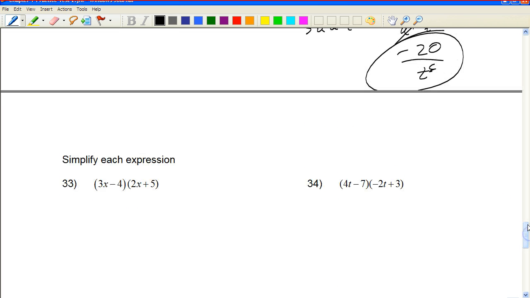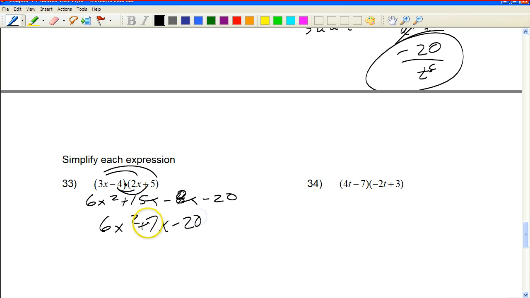Now, we're going to turn around and we're going to multiply these guys, because notice how it's right next to each other, so we're going to multiply. 3x times 2x is 6x squared. 3x times 5 is 15x. Negative 4 times 2 is negative 8x. Negative 4 times 5 is negative 20. So we're going to do 6x squared. 15 minus 8 is going to be 7x minus 20. That's our answer. We're going to distribute again.